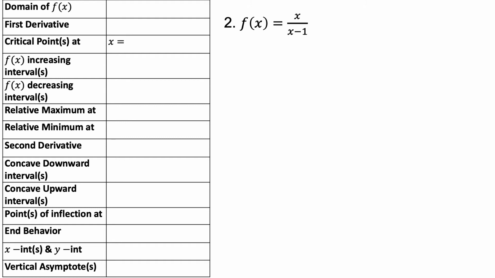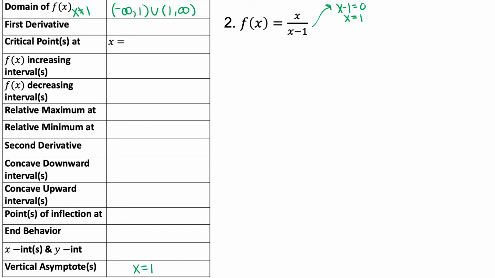Here we have the function x over x minus 1. Again, starting the same way, looking for our domain, our intercepts, our asymptotes. So the domain of this function, again, we want to look at where our denominator would be equal to 0. And we know that our domain cannot be 1. So our domain would be from negative infinity to 1, and then again from 1 to infinity, meaning we have that vertical asymptote at x equals 1.